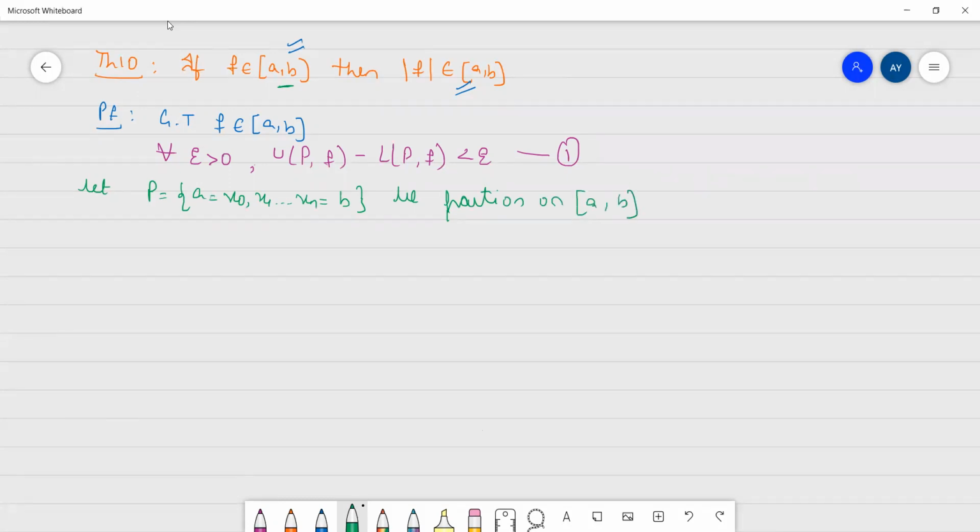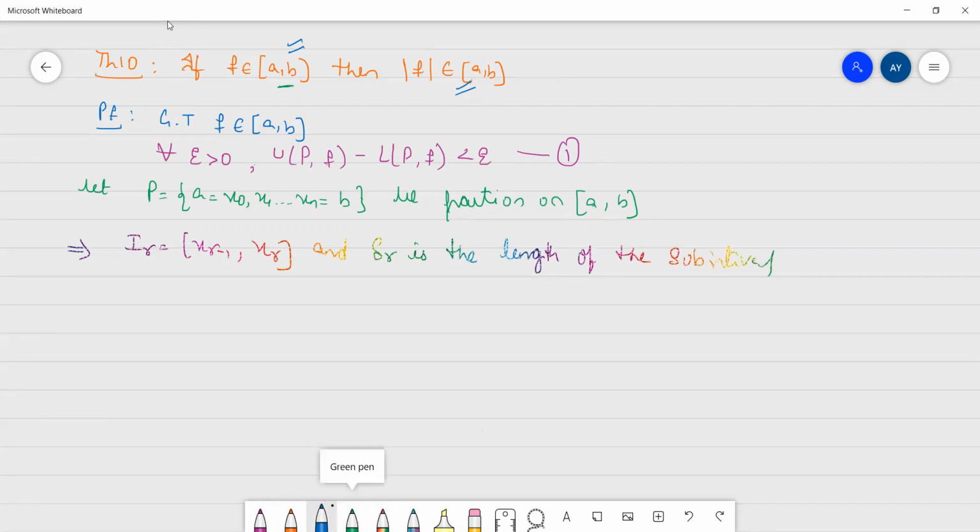Now till here it is finished. But we have to find the rth subinterval. So Ir = [x_{r-1}, x_r], and we have to define delta r. Delta r is the length of the subinterval. I hope that is clear.